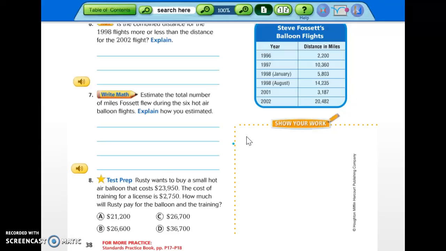Go ahead. And then number 8, you have to decide whether you think you need to add or subtract for his training, and his total of the balloon. So you have to decide if that's adding or subtracting, and then you're going to mark your answer.